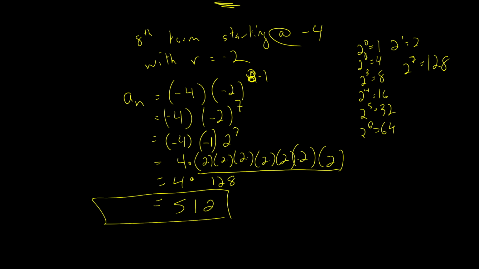A thing to notice is when our r's are negative, this should alternate in signs. And that's a thing that we're going to call alternating sequences. And we can get the sign alternating coming out of it.